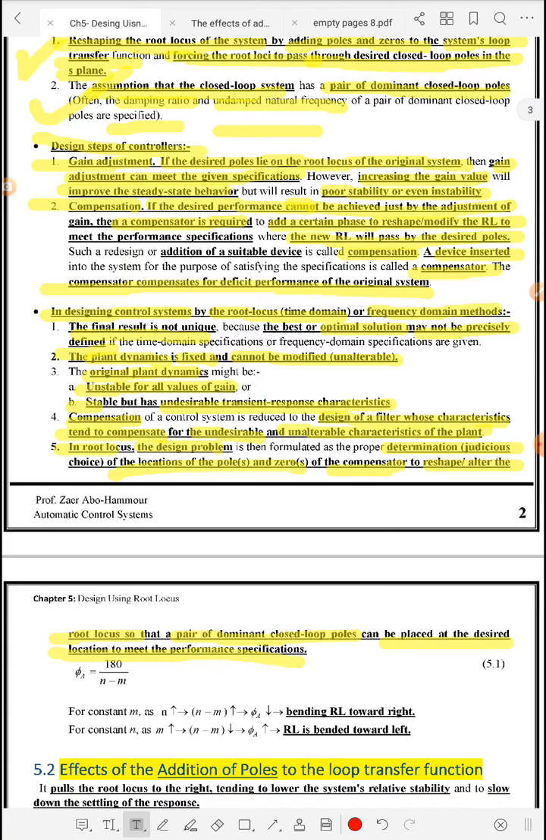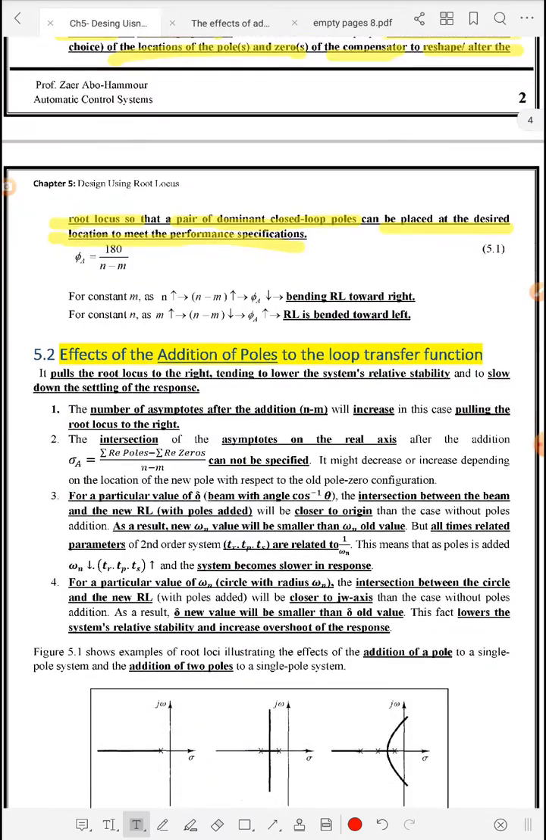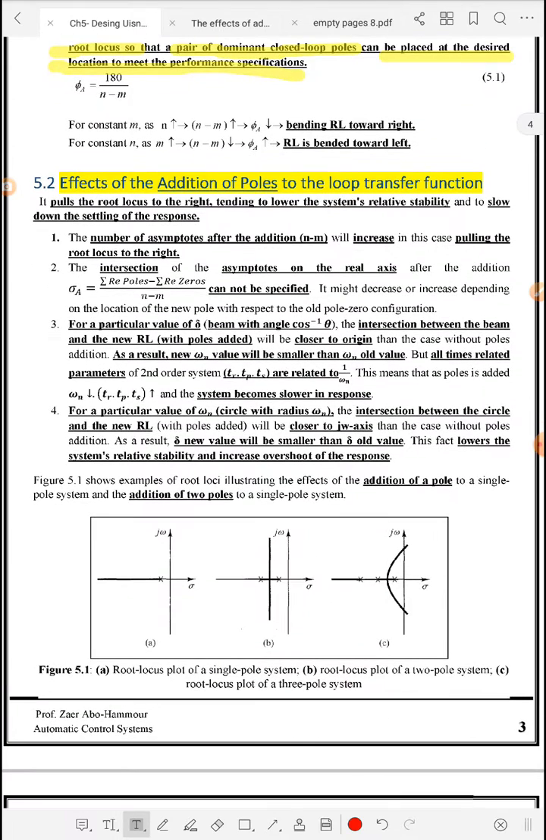Okay, I wish till this point everything is clear regarding the general concepts of designing the controllers. Okay, now we will switch to the next point regarding the asymptotes information that we discussed in the previous chapter.